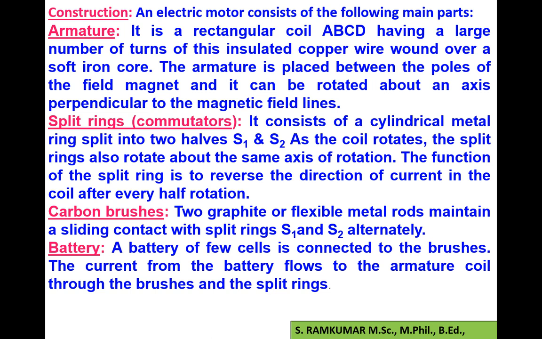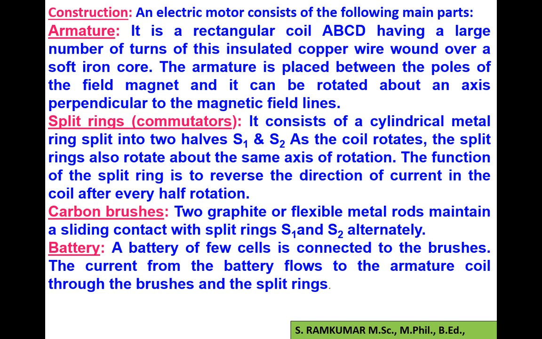Construction. An electric motor consists of the following main parts. Armature: it is a rectangular coil ABCD having a large number of turns of insulated copper wire wound over a soft iron core. The armature is placed between the poles of the field magnet and it can be rotated about an axis perpendicular to the magnetic field lines.